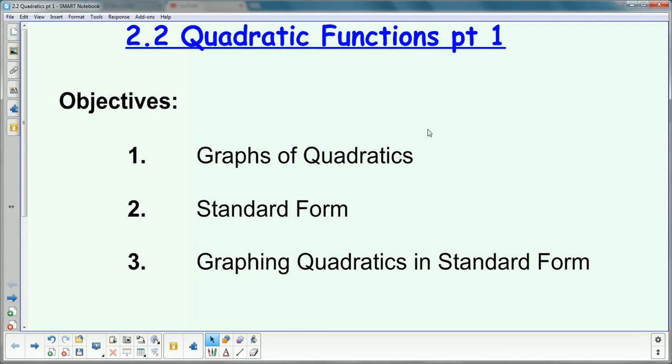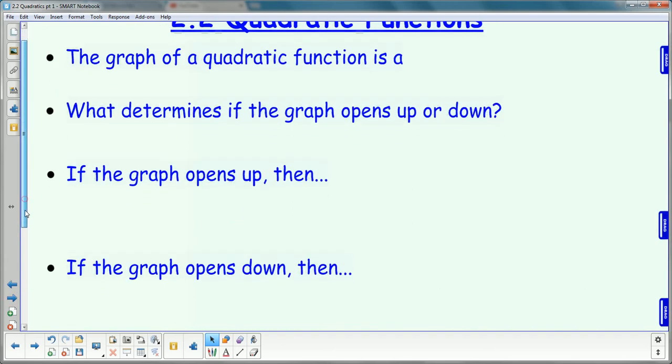All right, pre-calc, chapter 2, section 2, part 1 is going to be all about quadratic functions. So we're going to talk about how to graph quadratic functions, in particular when they are in standard form, and then that's pretty much it. So first part is, we know most of this stuff already, it is going to be a parabola.